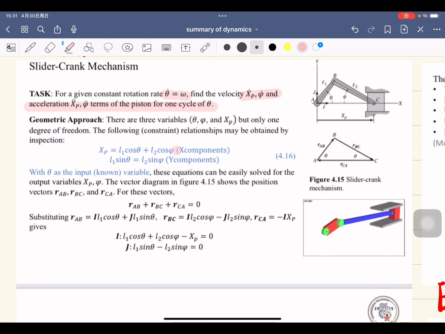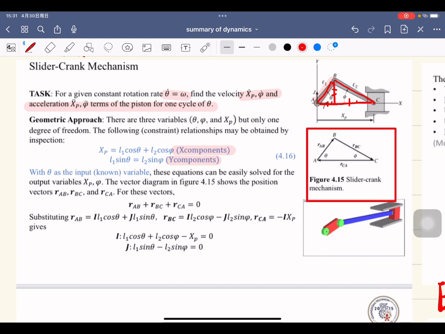first you should think about the x components, and then you should think about the y components. Like the geometry, it will have 2 components. For this bar, it will have 2 components, this one. So in the y direction, they will be equal. And in the x direction, they will equal the sum of them, right? With theta as the known input variable, these equations can be easily solved for the output variables, s_p and phi. The vector diagram in figure 4.15 shows we can also use the geometry, like a triangle of vectors, the sum of them together.